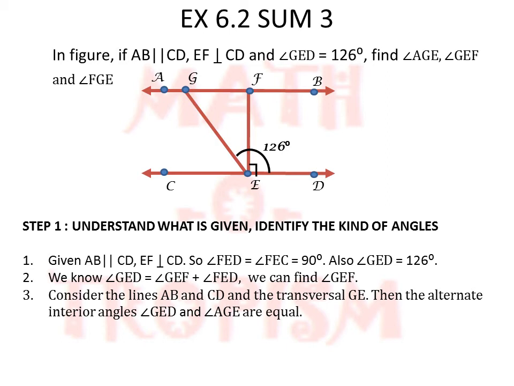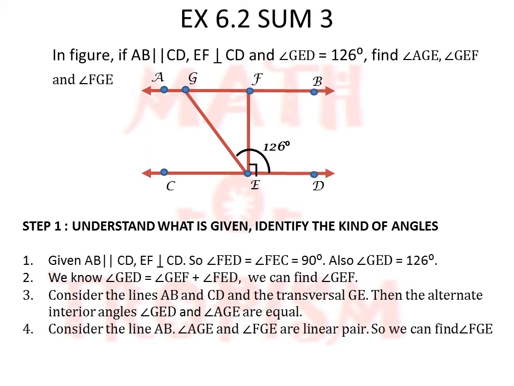And lastly, they have asked angle FGE. Consider AB line, and we can see that AGE and EGB are both a linear pair. So we can say angle AGE plus angle FGE is equal to 180 degrees. So from that we can find the angle FGE.